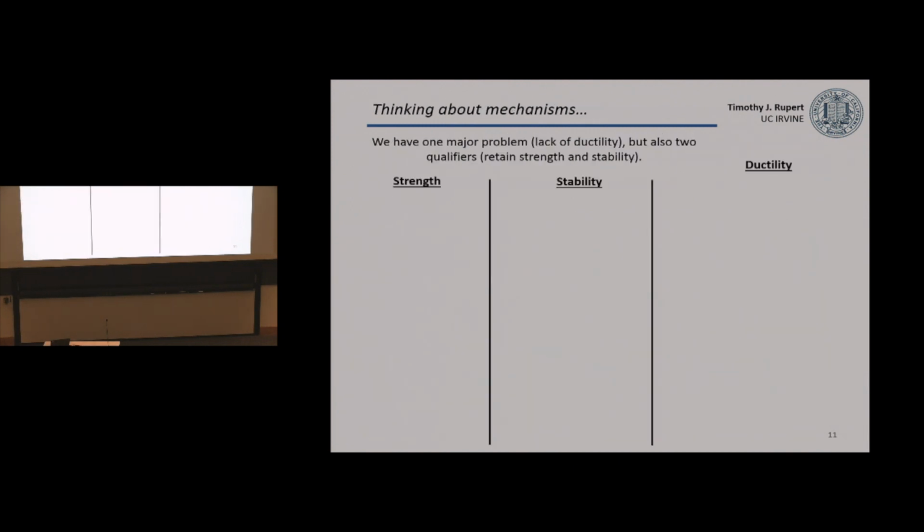So what I have is I have one major problem. I have a lack of ductility in my nanostructured materials, but I have these two qualifiers. I need to make sure that whatever I do, I retain the high strength, and I keep that thermal stability, or I have some thermal stability that I need to care about. So because I said we want to start by thinking about mechanisms, let's go through each of these.